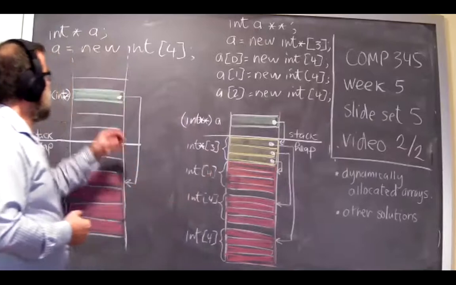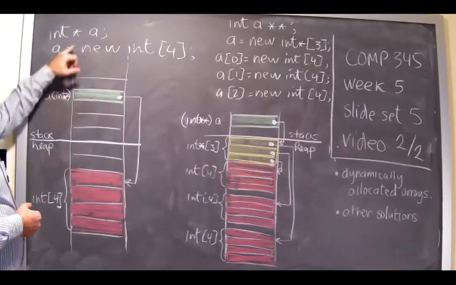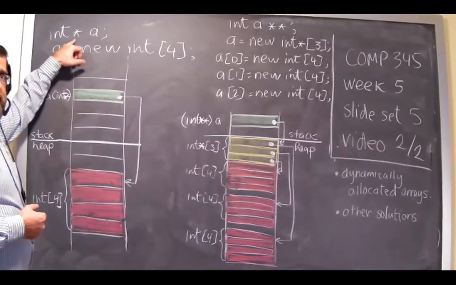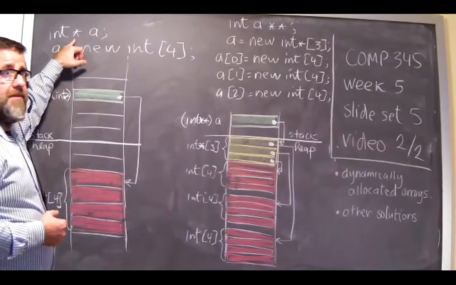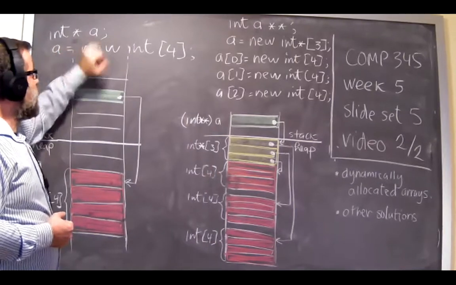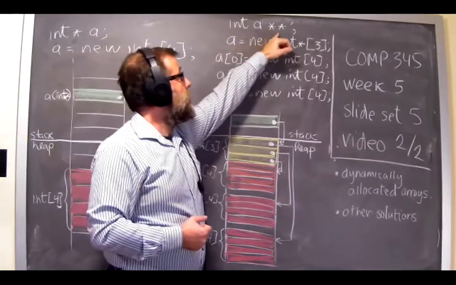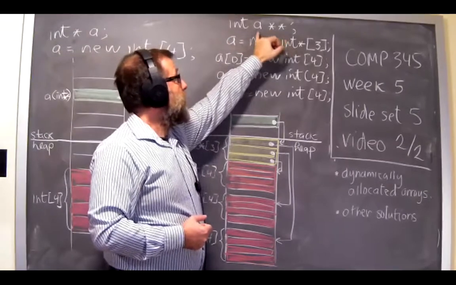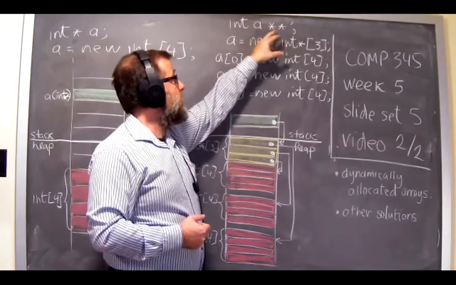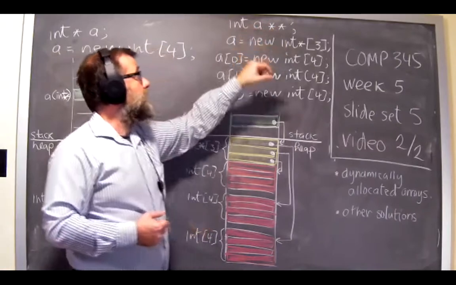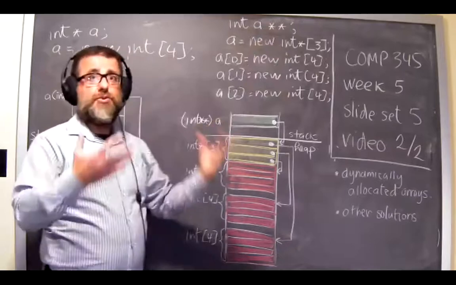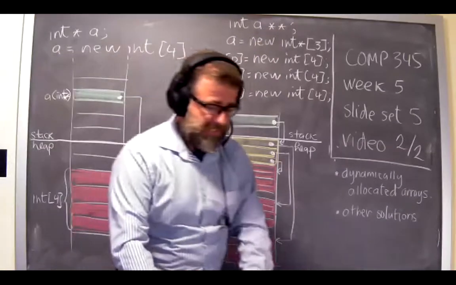So this was a dynamically allocated one-dimensional array of int. So it's a single pointer to an int. Two-dimensional, you need two indirection levels, so that's a pointer to a pointer to an int. If you want to have 3 dimensions, then you would have 3 stars.